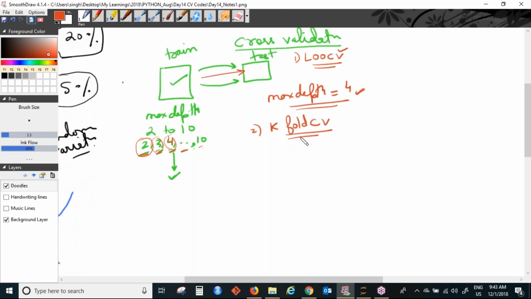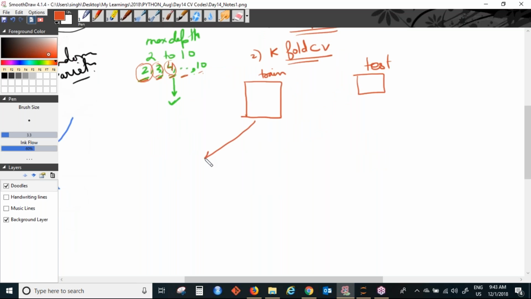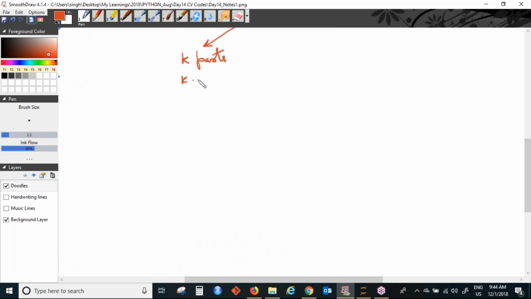In this, we take the training data, and we obviously take the test data also. Now within the training data, what do we do? We divide the training data into k parts. So let's say k is equal to 5 for us. That means we will have 1, 2, 3, 4, and 5 parts.